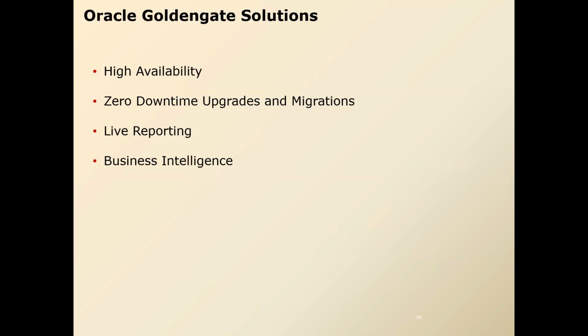Goldengate is used for zero downtime upgradation and migration. Then Goldengate is also used for business intelligence purposes. So Goldengate usage is a lot in different environments.